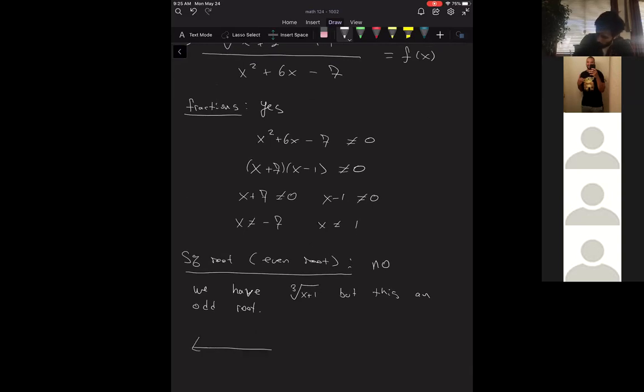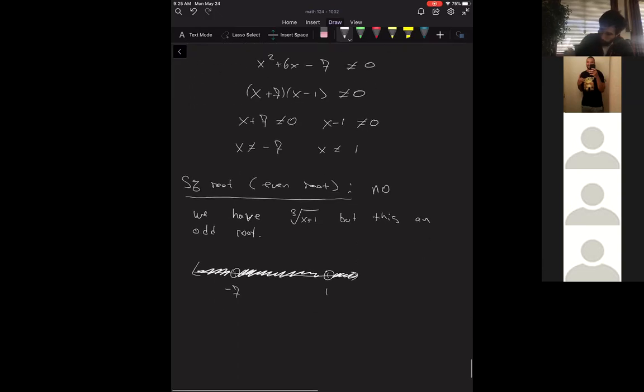So we go to our number line. Here's minus 7. Here's positive 1. Put circles on those because we just get rid of them. We're not allowed to be those numbers. But we can shade in the middle, on the left, and on the right. And if we put that into interval notation: minus infinity to minus 7, minus 7 to 1, 1 to infinity.